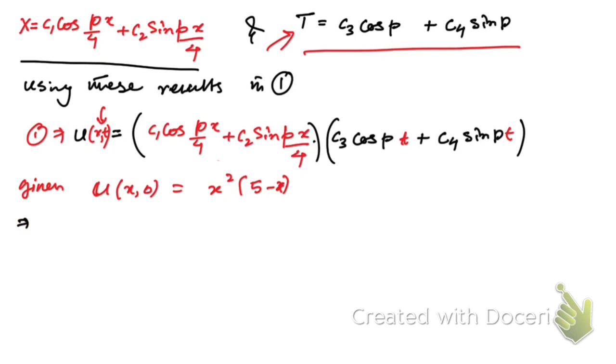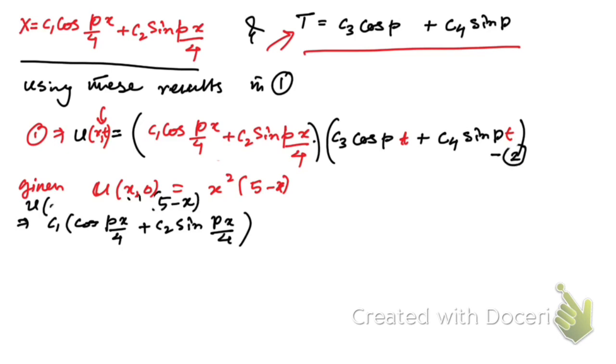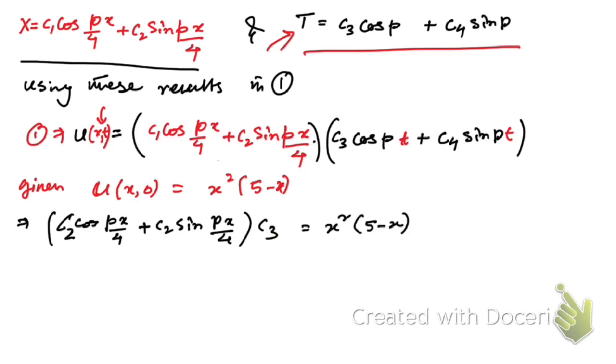So if you put t equal to 0 here, then what will you get? sin 0 is going to be 0, and cos 0 will be 1. So that's why we're going to have c1 cos px by 4 plus c2 into sin px by 4. Let me write this, sorry, just wait, this is c2. Here we're going to have c3 only, right? And x square into 5 minus x, that's what we're going to have.